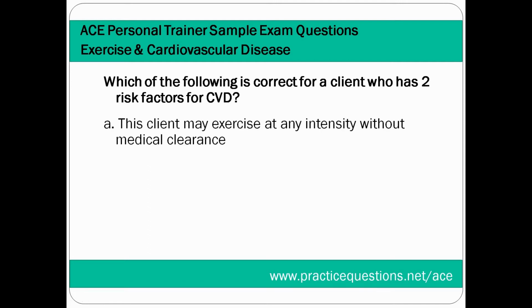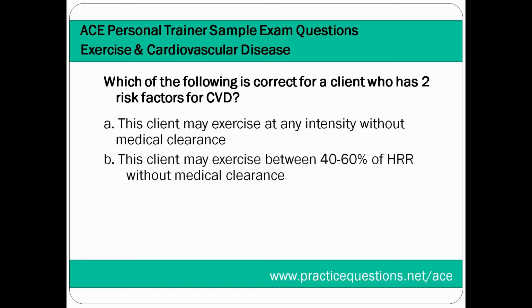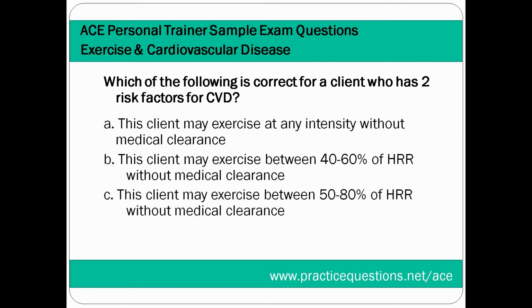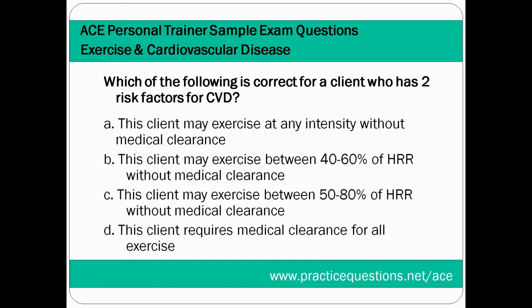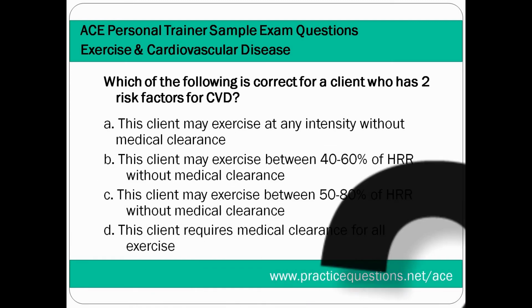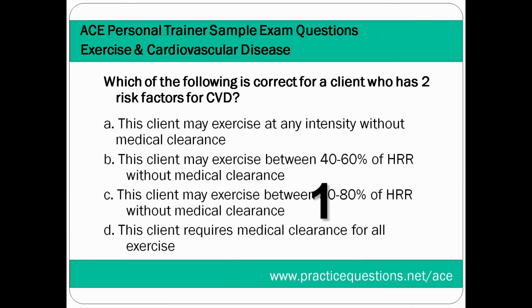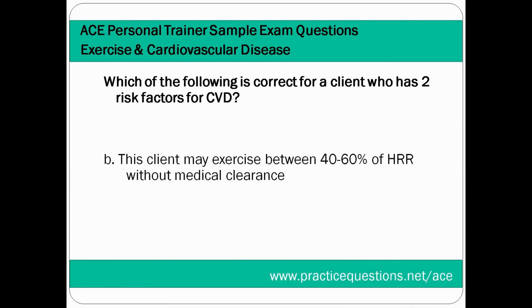Which of the following is correct for a client who has 2 risk factors for cardiovascular disease? This client may exercise at any intensity without medical clearance. This client may exercise between 40 to 60% of heart rate reserve without medical clearance. This client may exercise between 50 to 80% of heart rate reserve without medical clearance. This client requires medical clearance for all exercise. The answer is, this client may exercise between 40 to 60% of heart rate reserve without medical clearance.